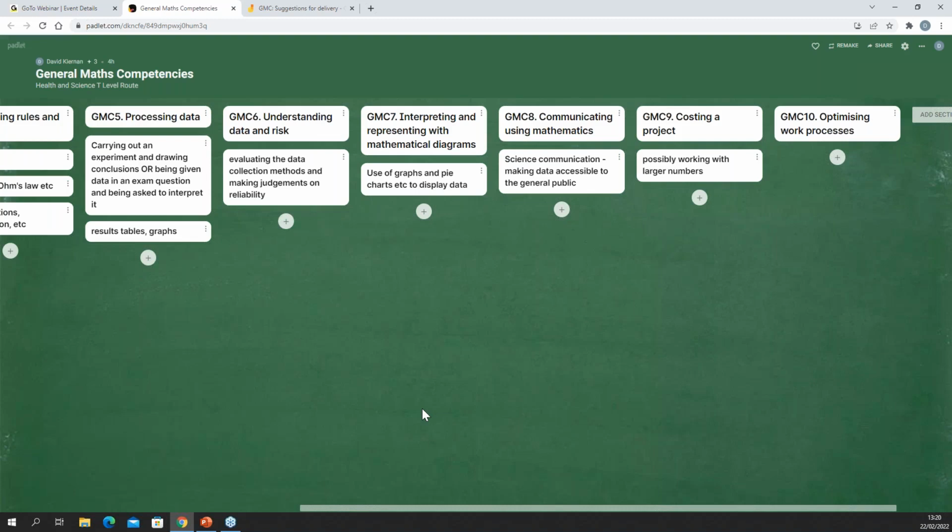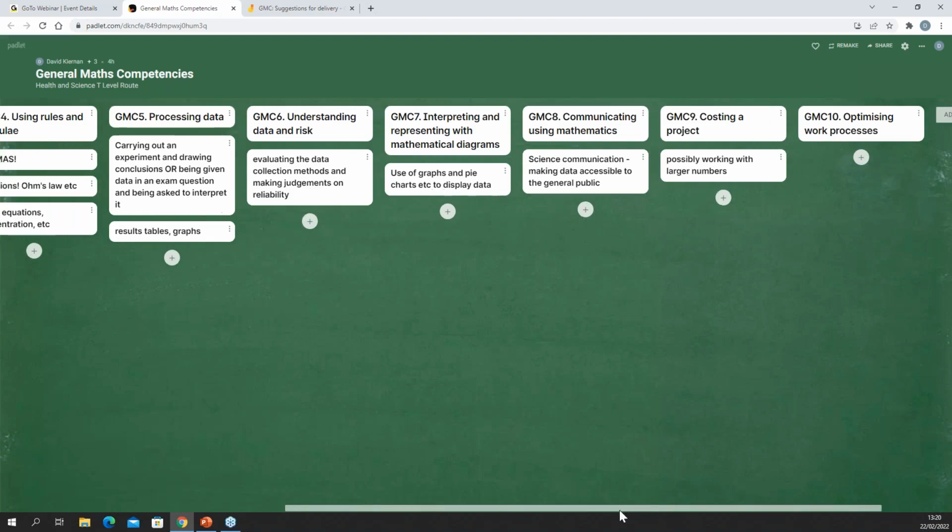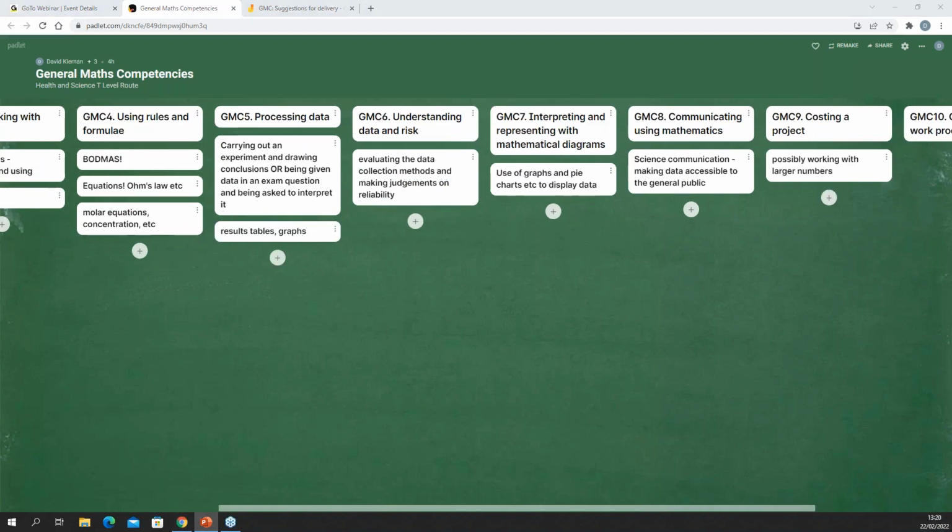So number 7, interpreting and representing with mathematical diagrams, so the use of graphs and pie charts to display data. Communicating using mathematics, so science communications, making data accessible to the general public, very nice. Costing a project, so possibly working with larger numbers. No comments for the optimizing work processes, it's fine. Right then, we'll now look at each of these in turn. Thank you all for those suggestions though.